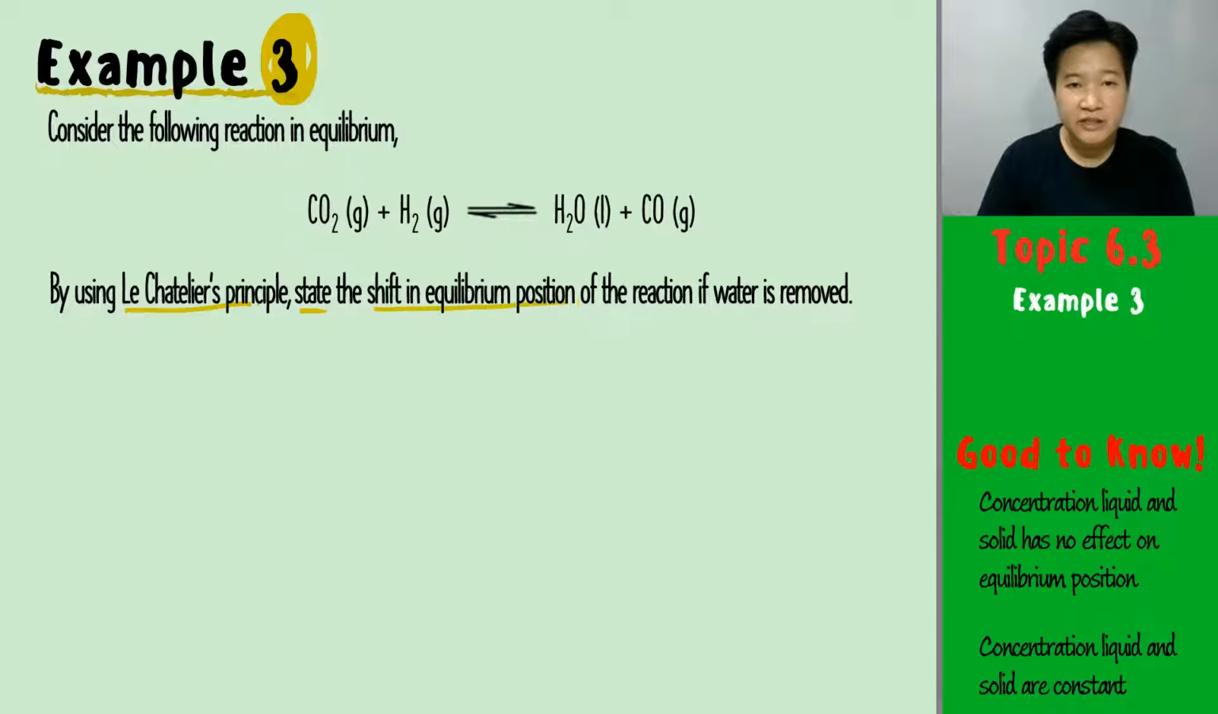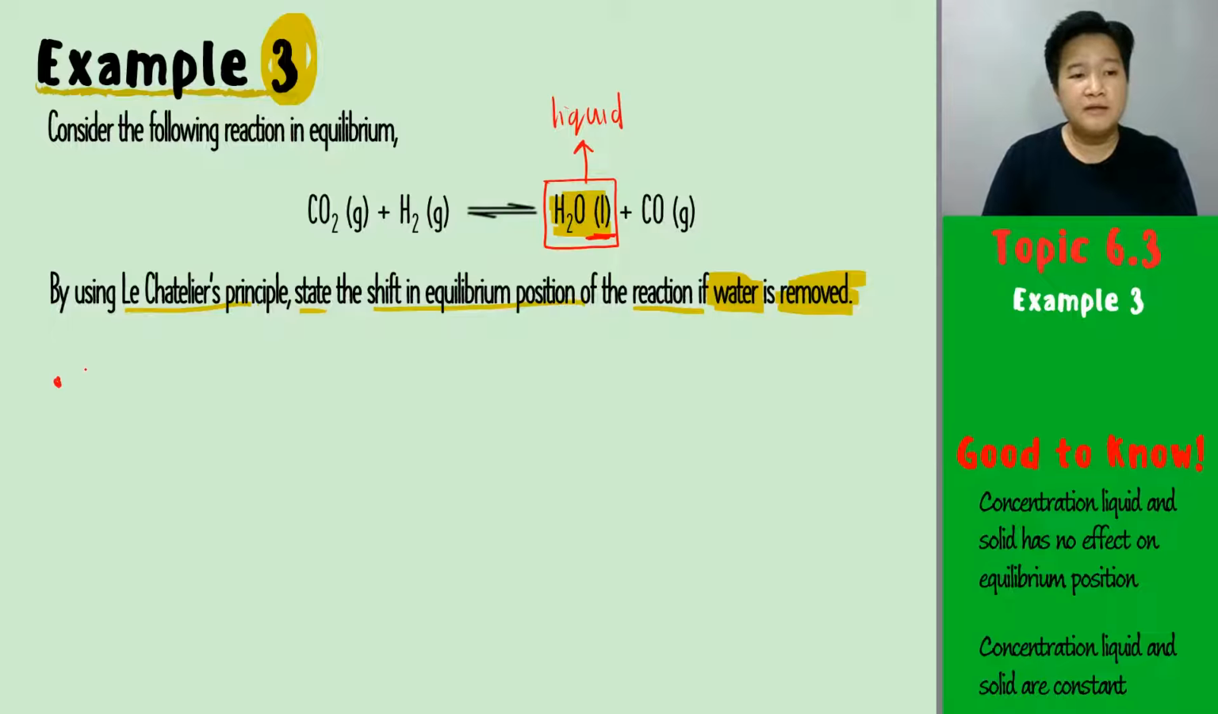State the shift in equilibrium position of the reaction if water is removed. Let's find where is our water. It's a reaction between your carbon dioxide reacting with your hydrogen gas, forming your water over here and also your carbon monoxide. So, I hope you realize the problem over here is your water right now is a liquid in this reaction. So, your water is a liquid.